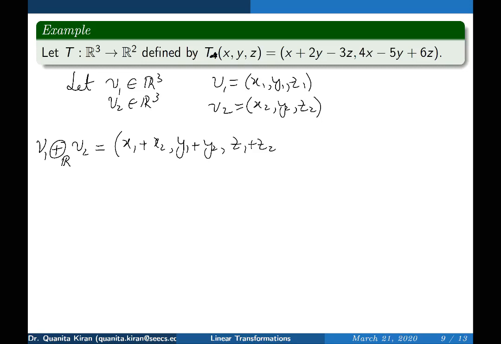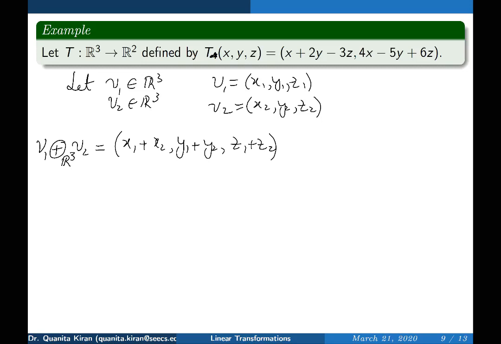Why did I add it like this? Because the operation of addition is not defined here. So in an obvious situation, or by common sense, I considered the addition to be the addition defined in R3, that is, the vector addition component wise.